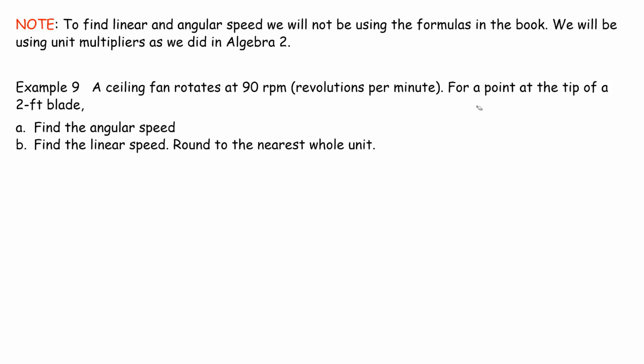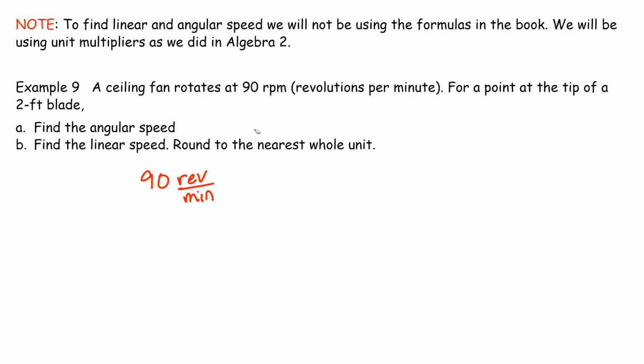Example 9: a ceiling fan rotates at 90 revolutions per minute, RPMs. For a point at the tip of a 2-foot blade, find the angular speed. The angular speed will be the same no matter what the radius is, because we're just talking about rotations or revolutions per minute. All right, so we've got 90 revolutions per minute. And so what we want is a unit multiplier that will get rid of the revolutions and give us just radians per minute, because in your book, when they ask you for the angular speed, they're asking for it in radians unless they tell you different.